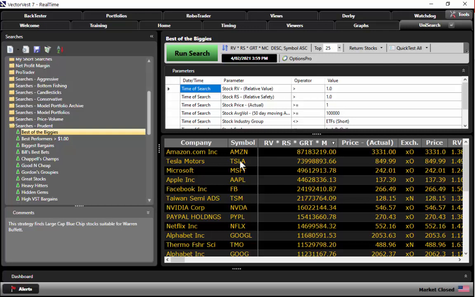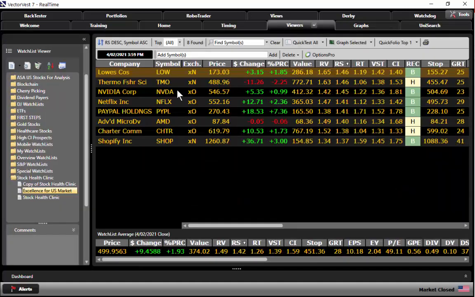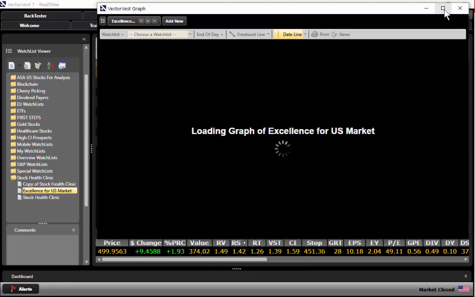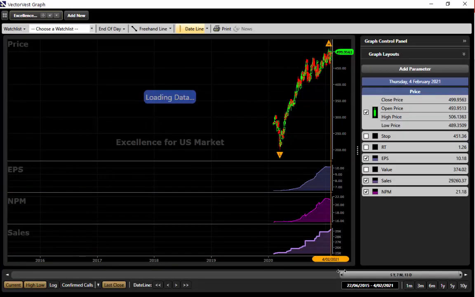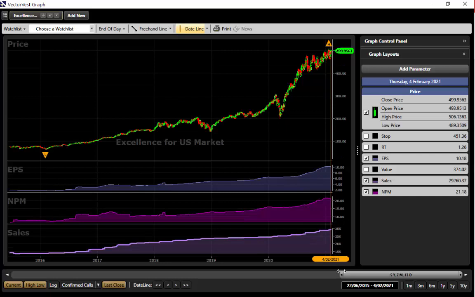I could have drilled in a bit deeper. 25 was enough. I then grabbed those stocks, put them into a watch list, and went to the watch list, and I was very fussy. I removed anything where the RS didn't stack up, or the GRT score didn't stack up, or the earnings didn't stack up, and I whittled it down to 8, and the net effect was a pretty compelling performance in recent years.